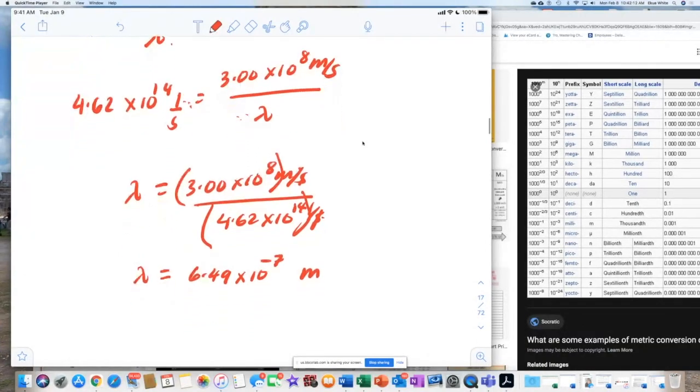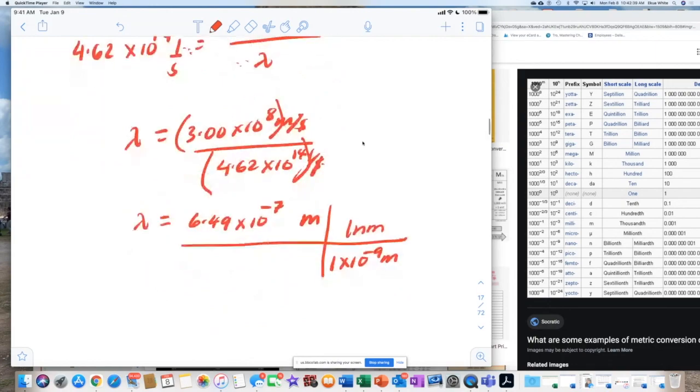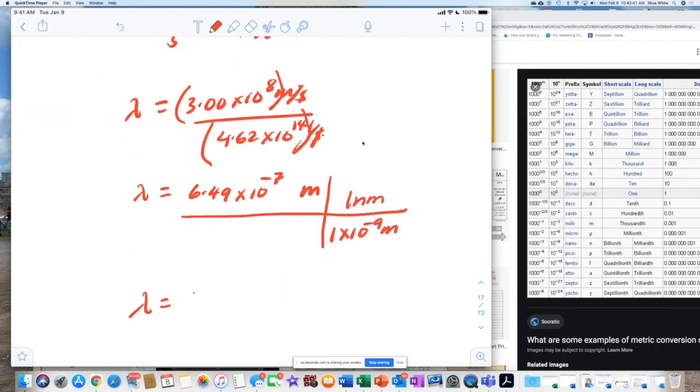Okay, this is what I get from my wavelengths. Now they said they wanted it in nanometers, right? So I need to do my conversion right here. 1 nanometer is 1 times 10 to the power negative 9 meters, correct? So I take the number I have right now, divided by 1 exponent negative 9, which is what nano stands for, close parentheses, and I get wavelength equals 649 nanometers.